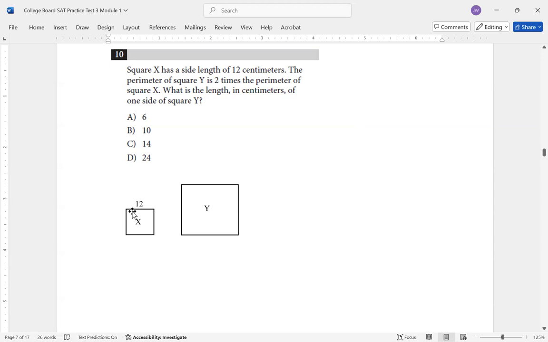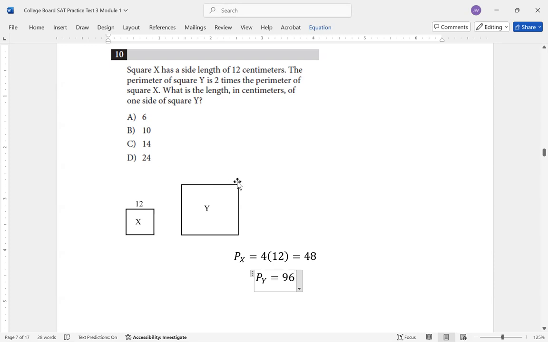Now we know that one side of square X is 12. That means the perimeter of a square is just the side length added up 4 times, or 4 times the side length. So the perimeter of X is going to be 4 times 12, which is 48. If the perimeter of Y is 2 times that, then the perimeter of Y is going to be 2 times 48, and 2 times 48 is 96.